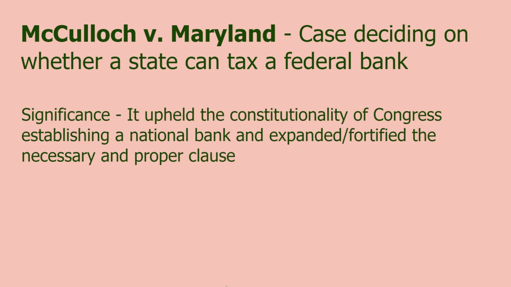It upheld the constitutionality of Congress establishing a national bank and expanded/fortified the necessary and proper clause. So even though the government didn't have explicit power to make a national bank, it was needed, and deemed as necessary to support the economy, so they are allowed to do it. And Maryland as a state couldn't fight back against that because Congress had the authority to make the bank.